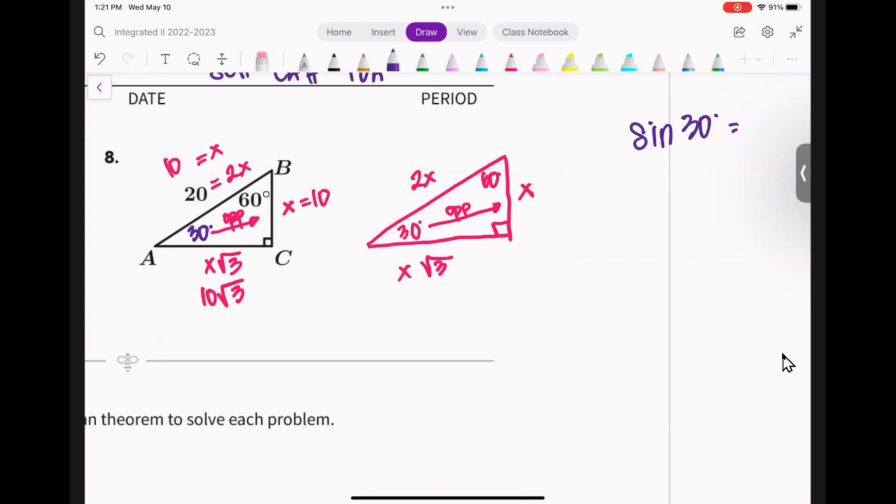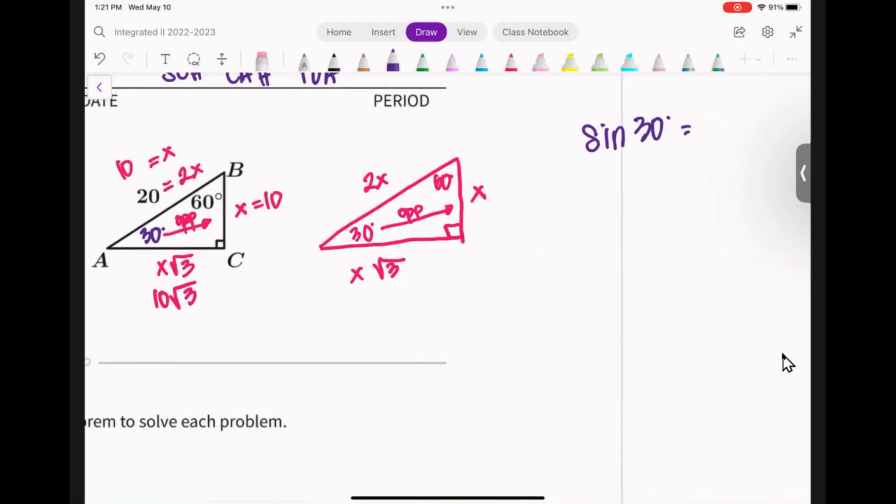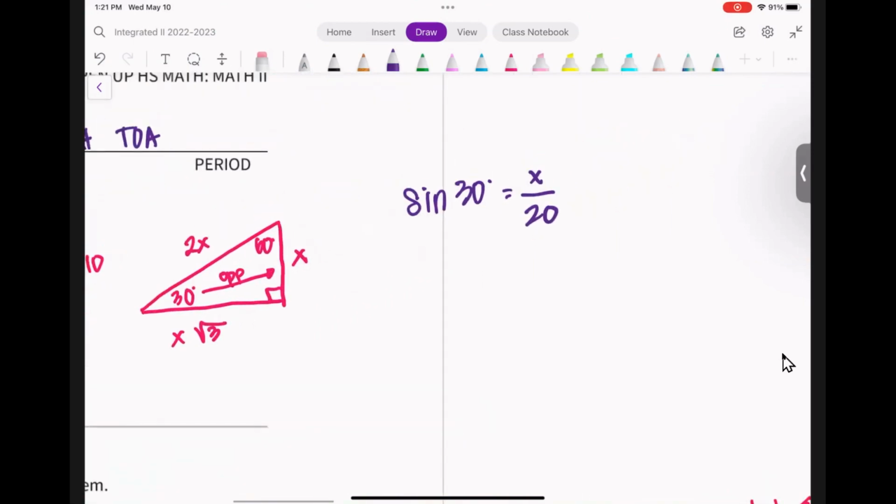Yes, very good. So it's equal to the opposite, which I'm pretending we didn't know yet. Is that okay? So I'm going with x over 20. Do you see this equation right here? This is an equation that we can solve. So how would you solve this equation? Meaning, how would I get x by itself? What's happening to x?